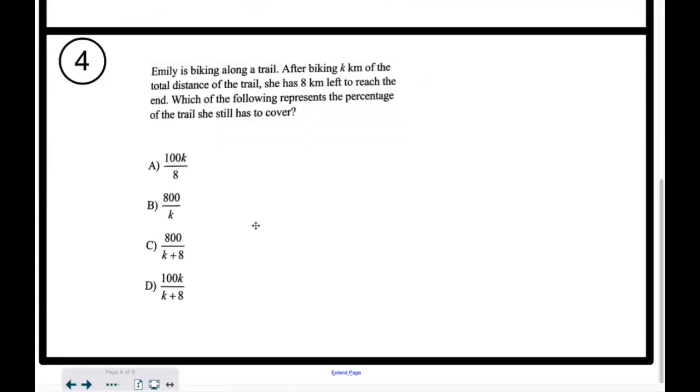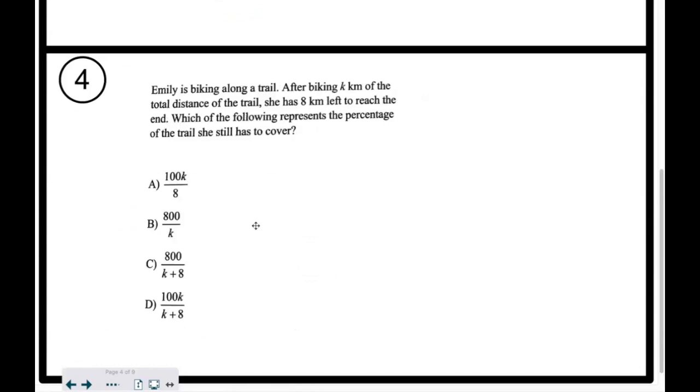So next strategy is going to be choosing your own values to make a problem a little bit easier. We could have done this on the challenge problems, but I wanted to save it for this. So after biking K kilometers, she has 8 kilometers left, which represents the percentage. So these problems are good whenever you read a problem and you think in your head, I wish they just told me what that was.